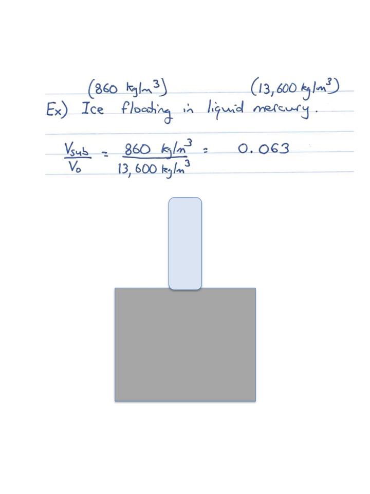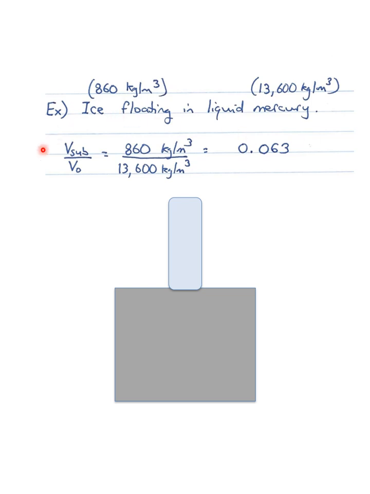We put ice in it, and there's going to be a lot of buoyancy force from just a little bit of displacement. It's going to look something like the picture that you see below, my ice cube in the gray, the silver mercury. Well, let's do the math.